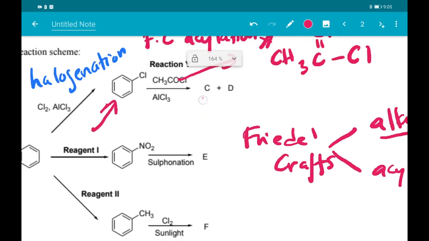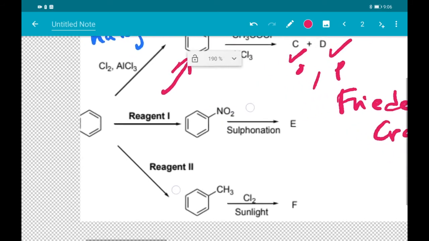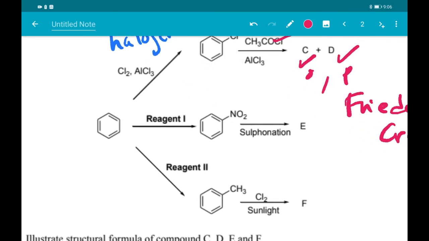So there we have it, compound C and also compound D. One is in the ortho configuration, the other one is in the para configuration. Okay, what about question number 2?